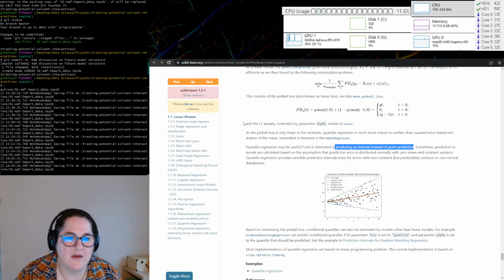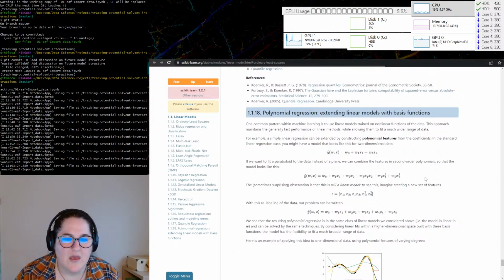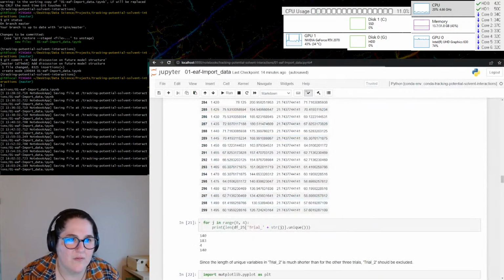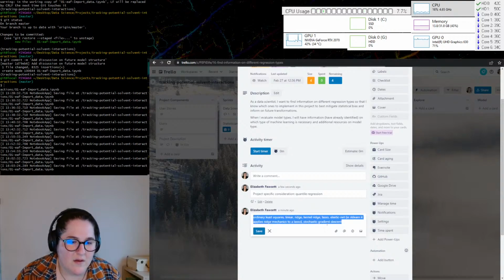And we know that we have an L1. Anytime that you see L1 or L2, that means they're using a lasso. And we talked about lassos kind of at the beginning of the page. Then we have polynomial regression, nonlinear functions of data. So this is something that we definitely want to look at, is this polynomial regression as well.